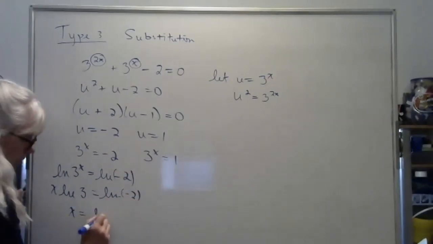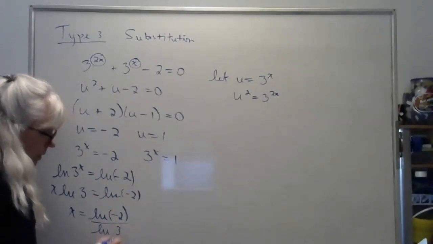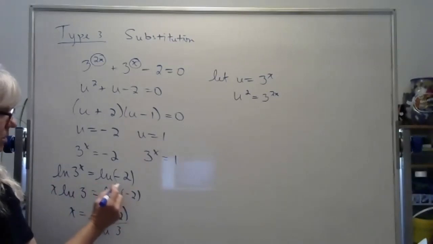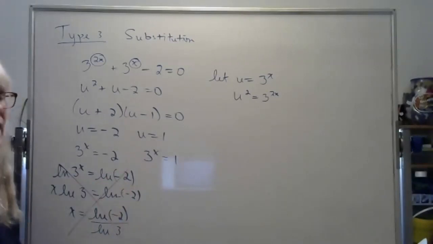X equals the natural log of -2 divided by the natural log of 3. I was kind of waiting for somebody to stop me. Can I take the log of a negative number? No. Nope. So I really didn't need to do any of that. The minute I got right here and took the natural log of -2, I know that this one's no good. You cannot take the log of a negative number.